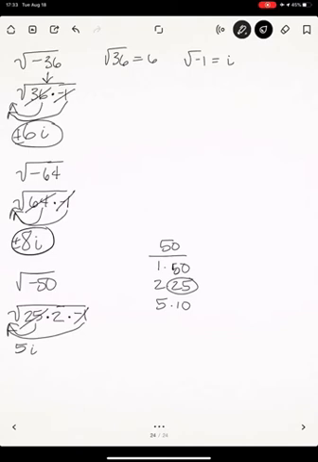Okay? So now we're going to rewrite our square root with everything we didn't cross out. In this case, it was 2. Okay? So now our final answer is 5i times the square root of 2. All right? Next one. Let's go to another one.